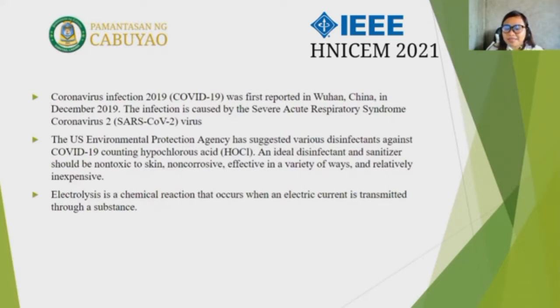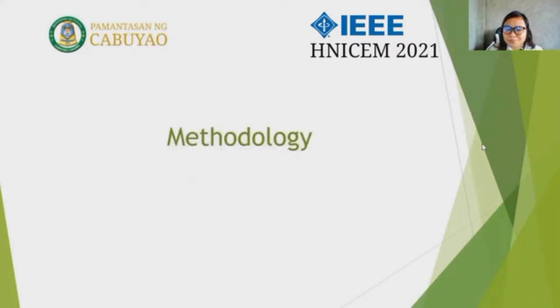An ideal disinfectant and sanitizer should be non-toxic to skin, non-corrosive, effective in a variety of ways, and relatively inexpensive. Electrolysis is a chemical reaction that occurs when an electric current is transmitted through a substance.